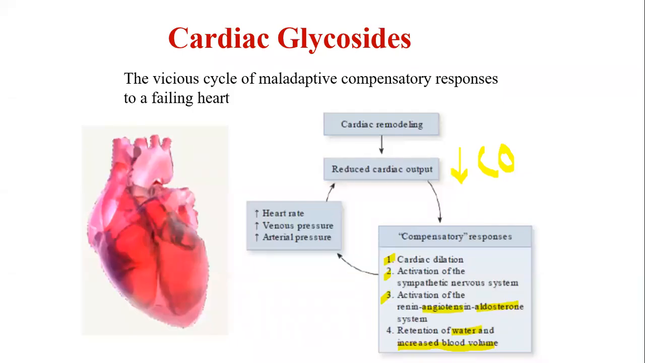Cardiac glycosides are used to treat atrial fibrillation, atrial flutter, or congestive heart failure. The most common cardiac glycoside we use is digoxin. We're going to talk about how digoxin works, digoxin's common side effects, toxicity, and nursing implementation.